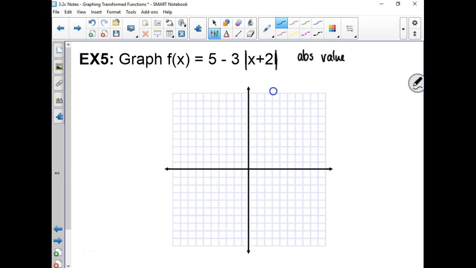So, let's see. Allie, give me one transformation that has happened here. All right, so flipped over the x-axis. Okay. Let's see. Lyra, give me another one.